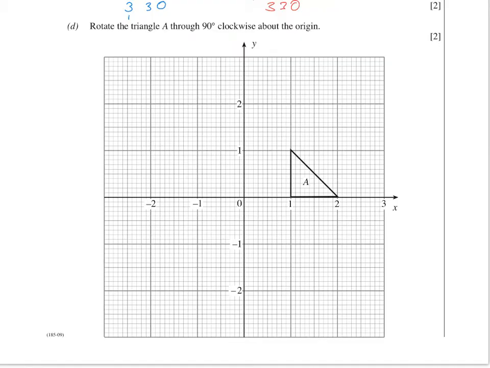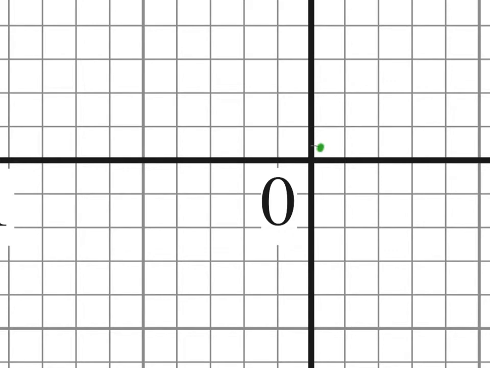For this question, you will need a piece of tracing paper. It says rotate A through 90 degrees, so 90 degrees is also a quarter of a turn, clockwise about the origin. Okay, so the origin, let me put it in a different colour, is this point here. I'm going to zoom right in on it so I can draw it properly. This is what the origin is. It's where the axes meet.